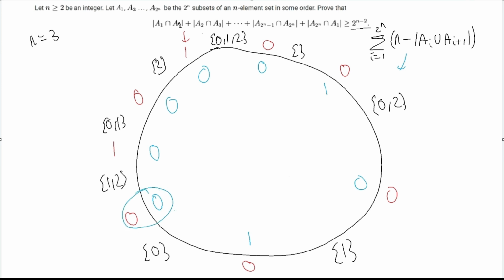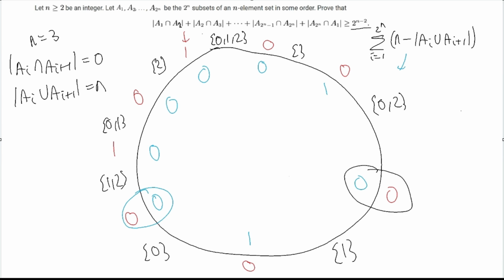So suppose that both terms are equal to 0. In other words, A_i intersect A_{i+1} has size 0, and A_i union A_{i+1} has size n. Now, because they're subsets, the only way the intersection can be 0 is if they're disjoint. And then the only way this can happen is if their union is equal to the full set. In other words, they must be complements. So we can basically circle all the complements in this diagram by automatically circling the ones with 0, 0.